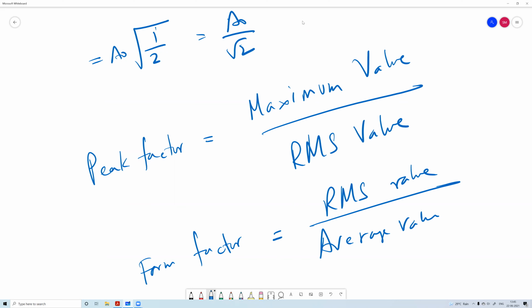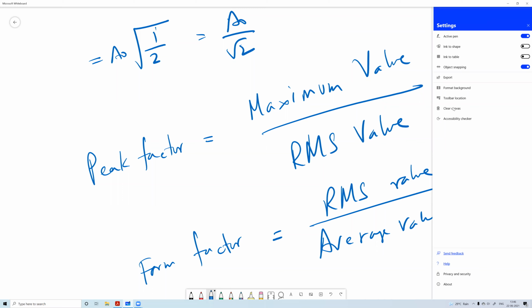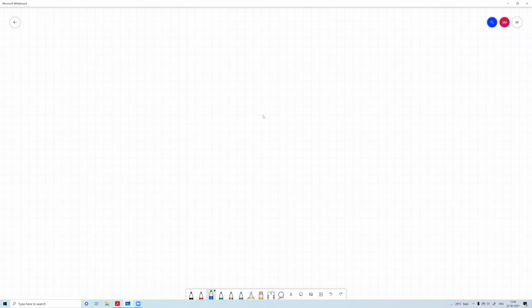Root 2. Yes, obviously. And the form factor is infinite because, sorry, not RMS value, the average value is 0. So this is the basic of an AC wave.